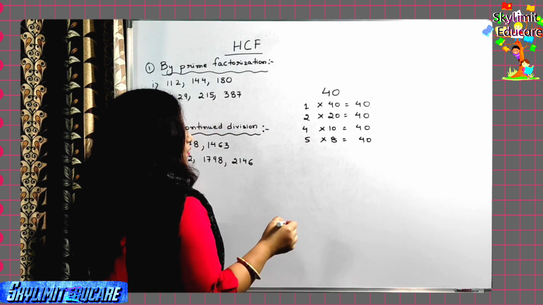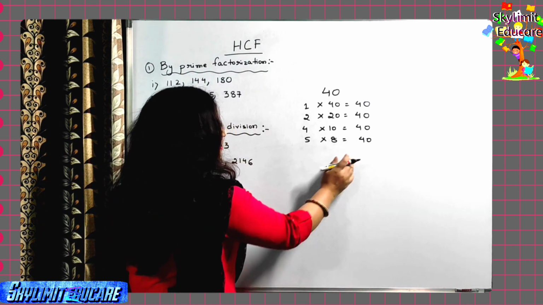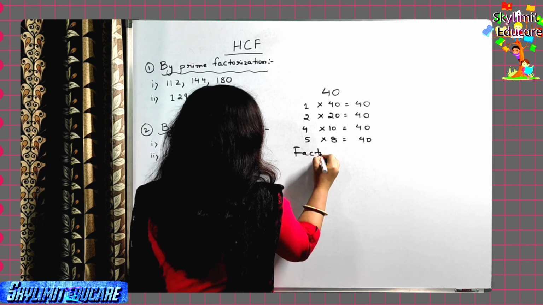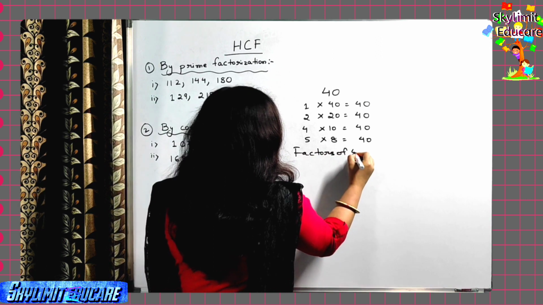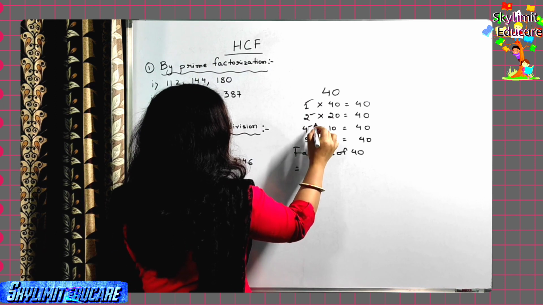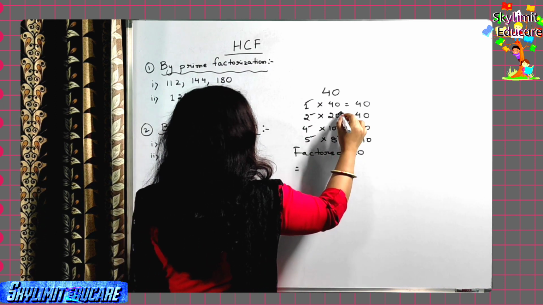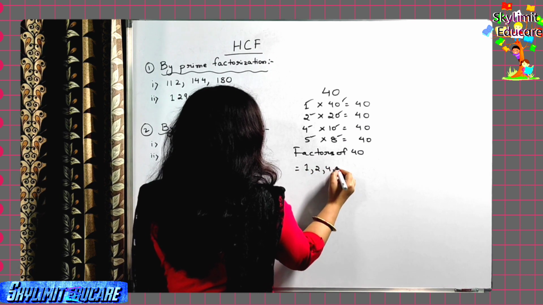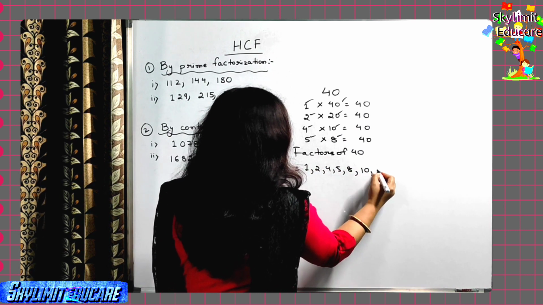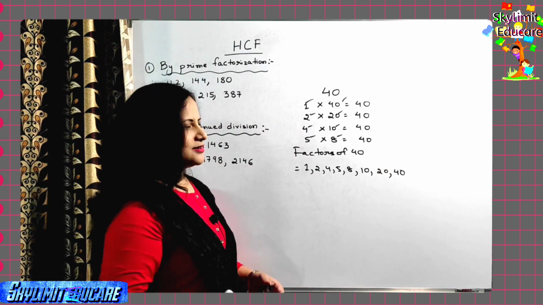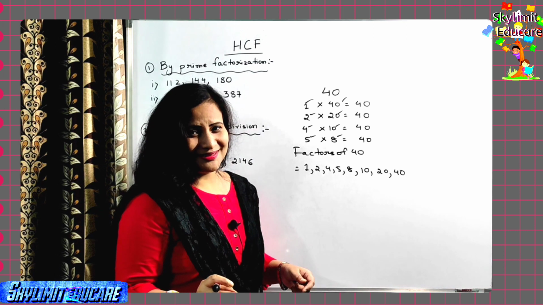The next is 6, no, 7, no, 8. So we stop here. So what are the factors? Let us list the factors of 40: 1, 2, 4, 5, 8, 10, 20, 40. So this was the method you followed to find all the factors of a given number, right?